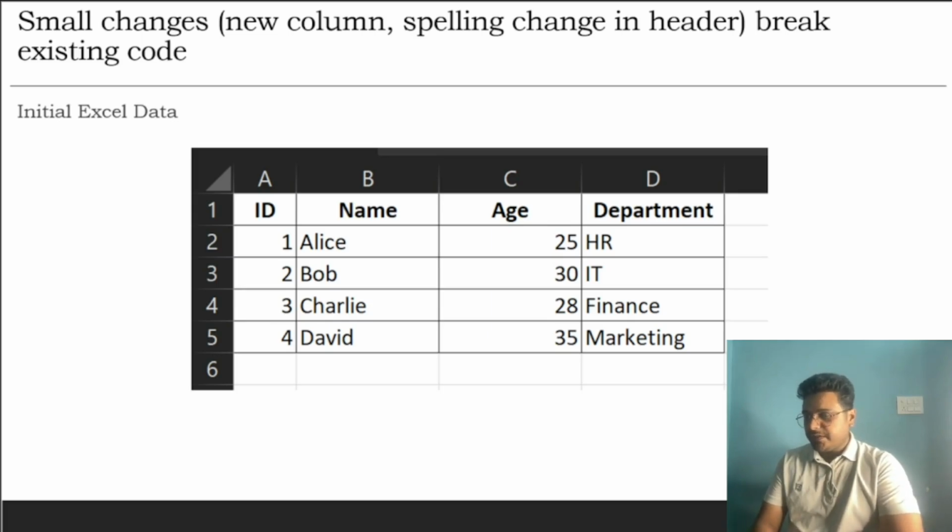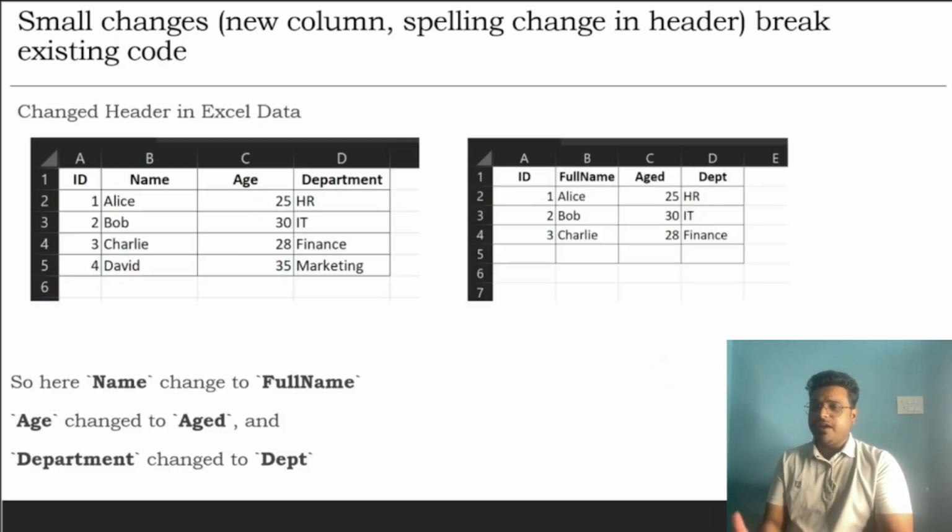Let's see this problem. We have a simple Excel table which has some header and a data set, and of course, we can write C# code for it. But suppose a file comes to you from a client and the client changed the header names, or the client says no, the name will be changed to full name. And then again he comes back and says, no, it will be name again, or he can come up with some new idea. Age is changed to aged and the department has been changed to dept. All of these, the client wants to use the older version and the new version or any upcoming version.